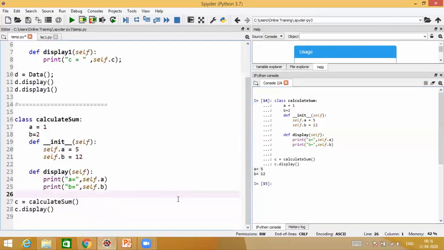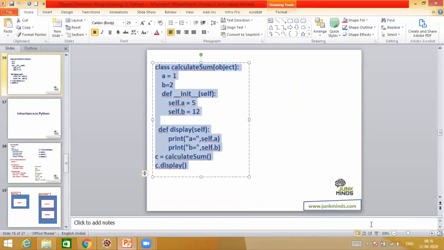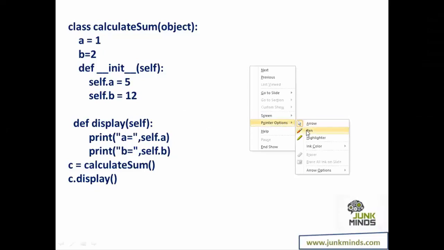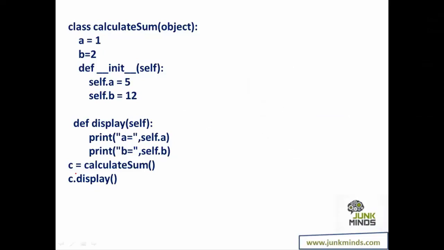Now what exactly has happened out here? When I started executing this program, or this class, C is equal to calculate sum. I've created an object of this particular class, calculate sum. Now what happens is, when I create this object, it will create this variable C. An object will have everything that the definition of the class provides.